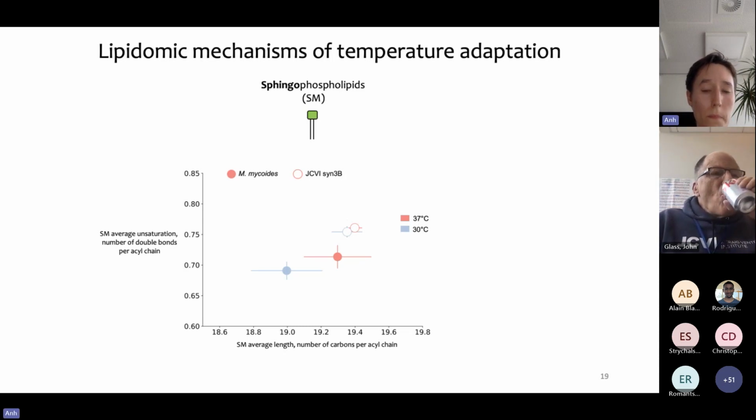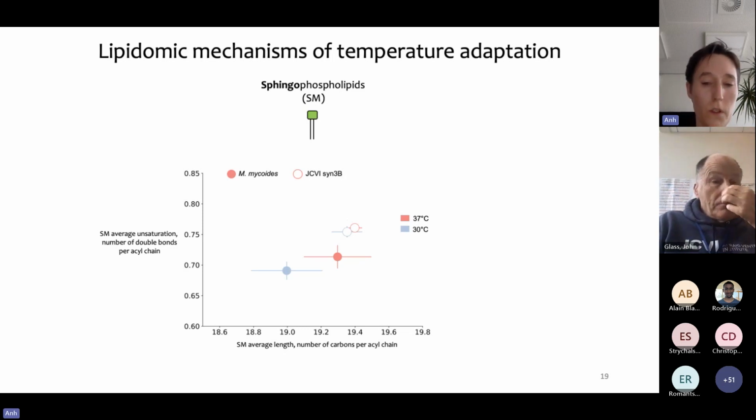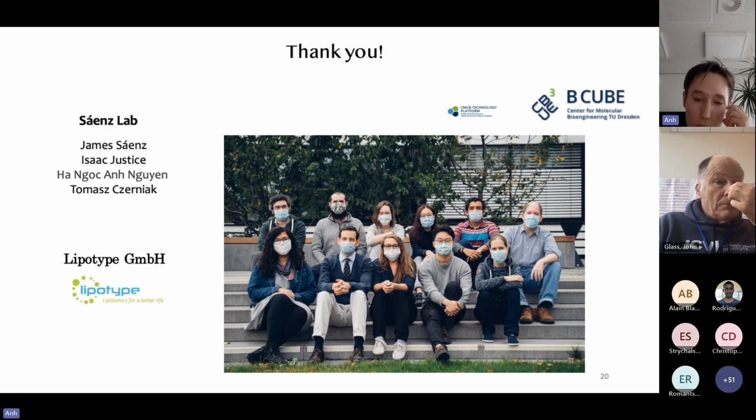And with this, I'd like to say that the future outlook for this is, of course, to identify what are the specific components in the membrane that lead to the alteration of this lipidomic adjustment mechanism between Mycoides and Syn3B, and that can explain more fundamental differences in how the membranes are constructed and adapted to different environmental perturbations. And with this, I'd like to thank my group and you for your attention.